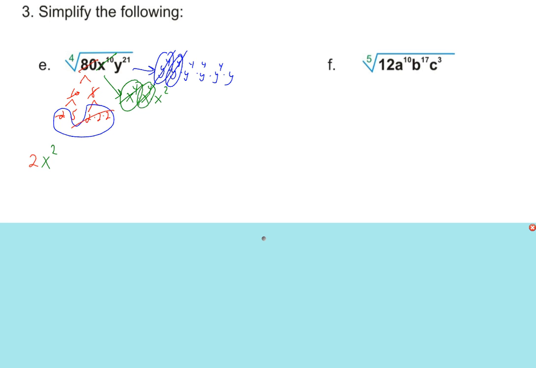Y times Y times Y times Y times Y. Y to the 5th, right? Don't forget your index when you write your final answer. What do I have left inside? A 5, an x squared, and a y. So 2 x squared y to the 5th times the 4th root of 5 x squared y. How many got that one correct?